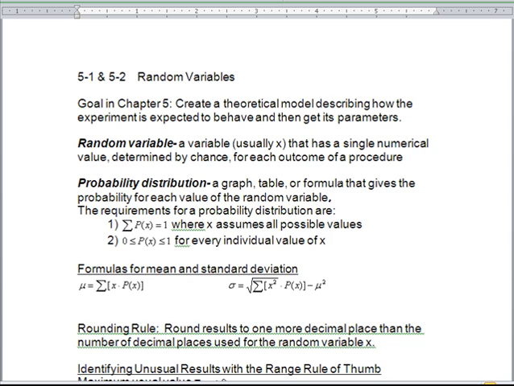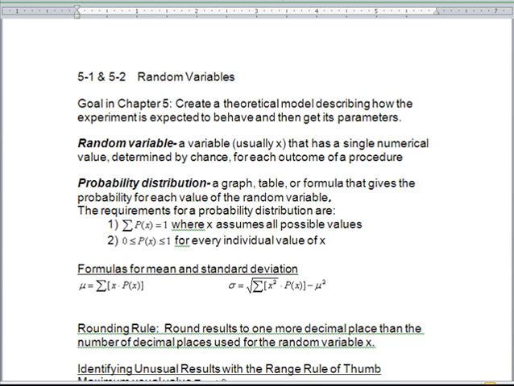The requirements for a probability distribution are, first of all, the sum of all the probabilities P of x should equal 1, where x assumes all possible values of the random variable. Second of all, each individual probability P of x has to be a number between 0 and 1 inclusive.